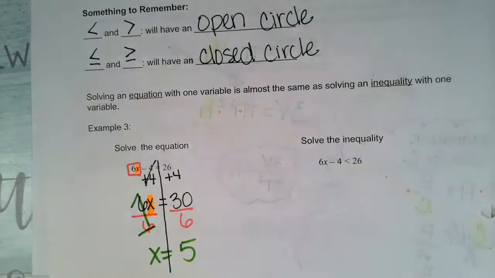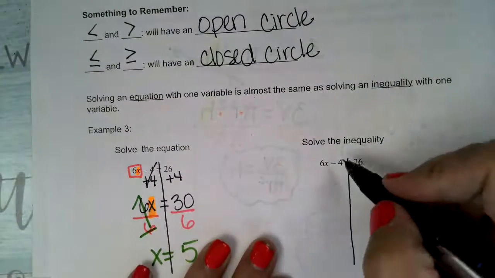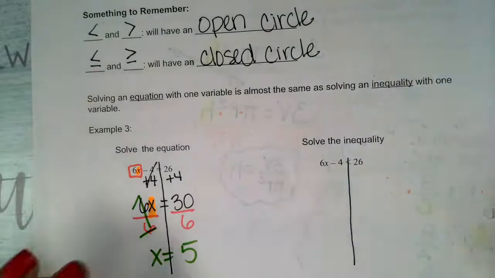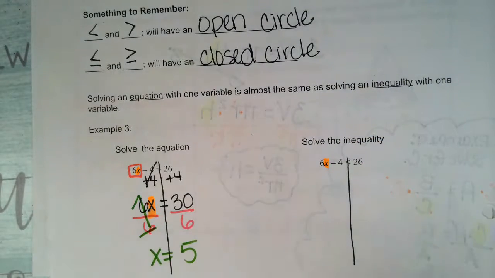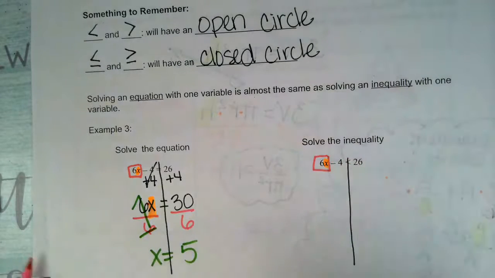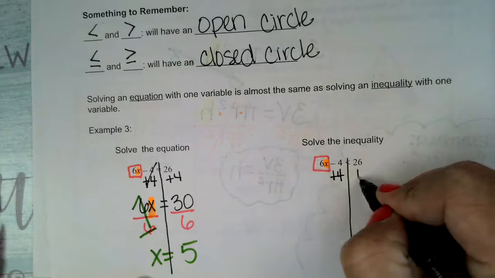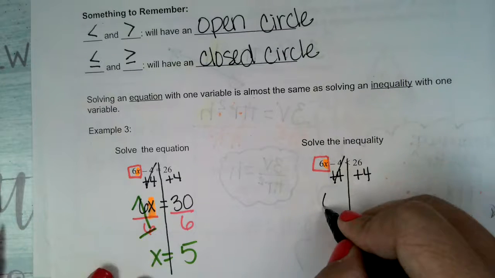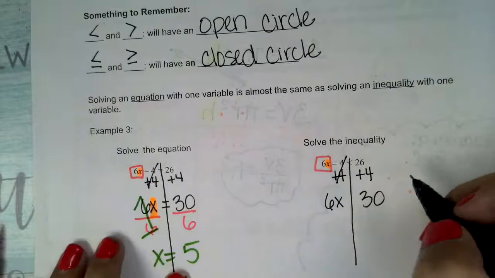Now to solve the inequality, you're going to do the same thing. Drop down the inequality symbol. And then you're going to identify what you're trying to get by itself. Then identify what is attached at the hip to the x. And in this case, it's the 6x. So we've got to get rid of the minus 4. To get rid of the minus 4, we're adding 4. Notice it's the exact same steps as what we just did on this equation side.